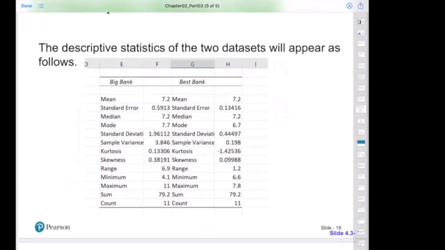You will have the mean, the standard error, we will talk about it when we come to it, the median, the mode, the standard deviation, the sample variance. Also, there is more than what we have in this class. We have the quartiles, the skewness, the range, the minimum, the maximum, the sum of the data, and the number of the data, which means the count. As you can see here, you have these statistics for these 2 banks separately.